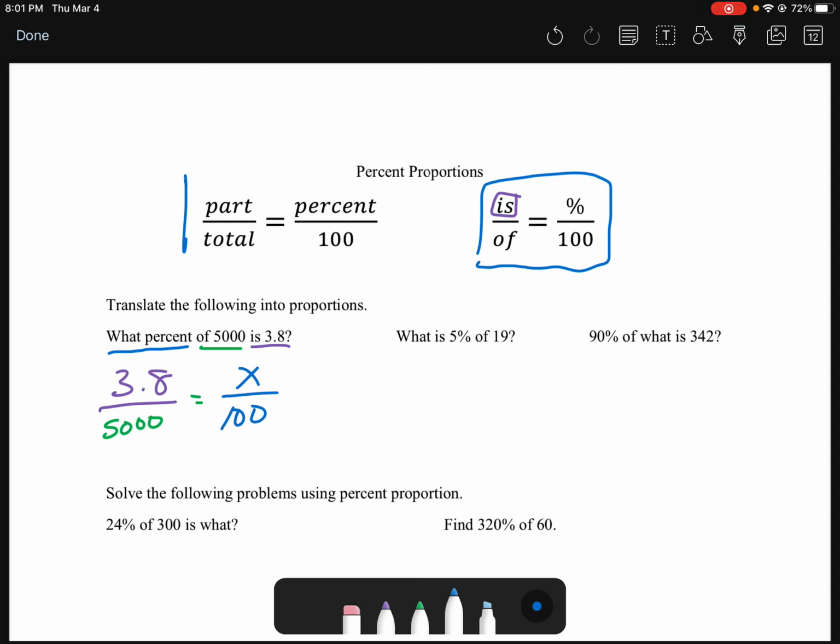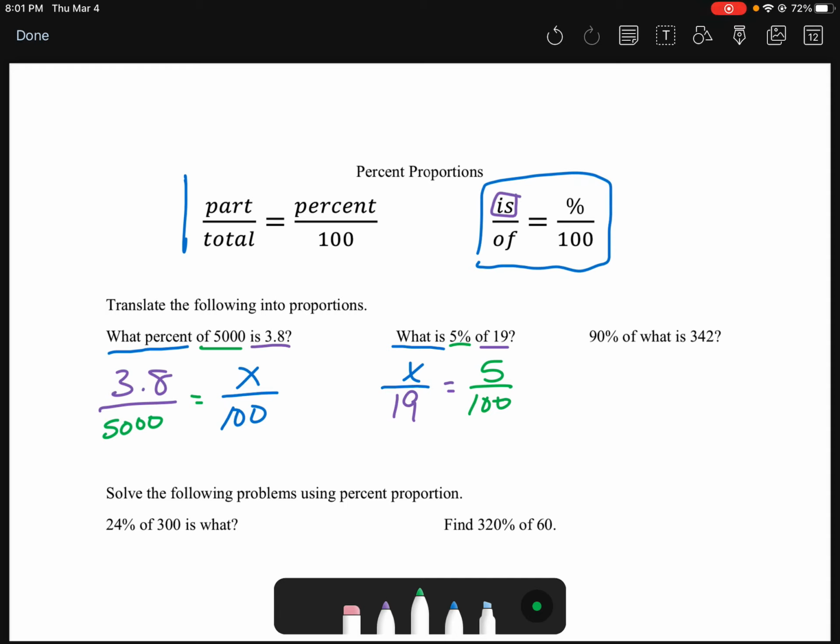It says, what is 5% of 19? The first thing I'm going to look for is my is. It says what is, so I don't know what the is. I'm going to put the x where the is part is. Over of, so I have of 19. I'll put 19 where the of part is. And that should equal my percent, which here says 5% over 100. Again, now I have the proportion, and I could start solving it using the cross multiples.